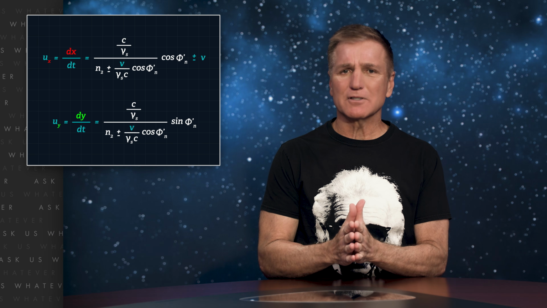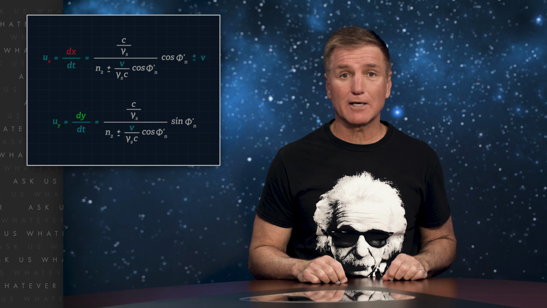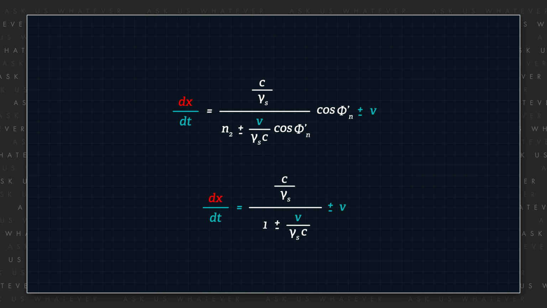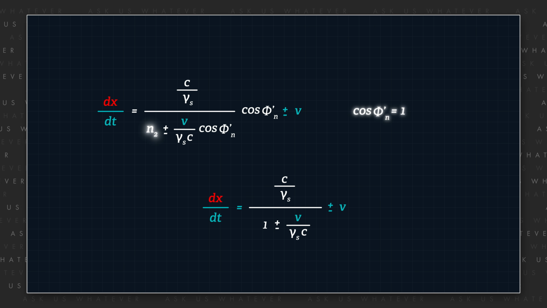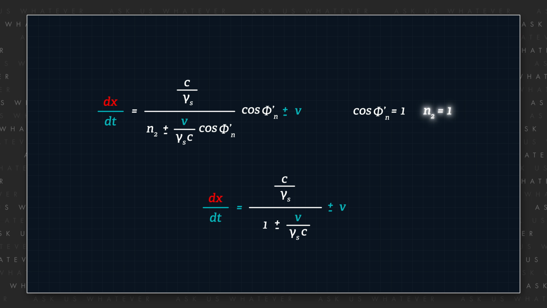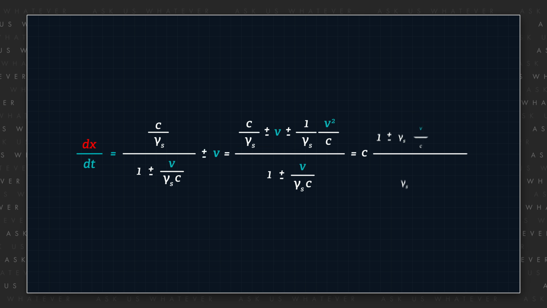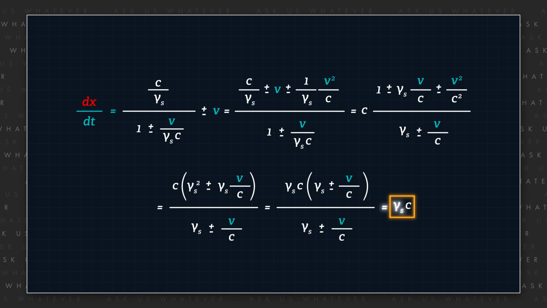Well, let's see what happens when light travels solely in the x direction. The speed of light traveling longitudinally through the vacuum of space relative to frame s prime, in other words, when the cosine of phi prime sub n equals 1 and the refractive index of space is equal to 1, will be c divided by gamma s meters per stationary frame second, divided by 1 plus or minus the speed of frame s prime, divided by gamma s times c, plus or minus the speed of frame s prime, then dx over dt becomes equal to gamma s times c.